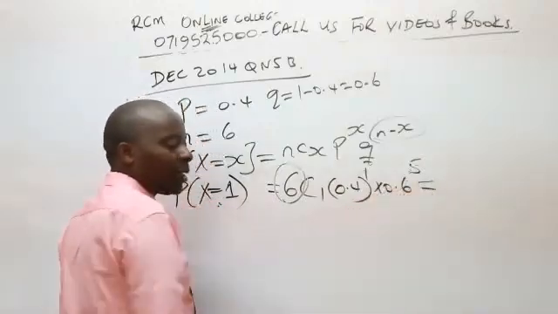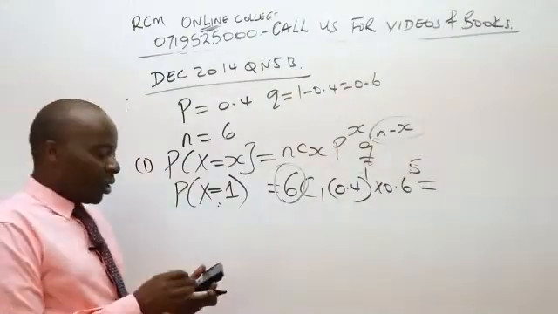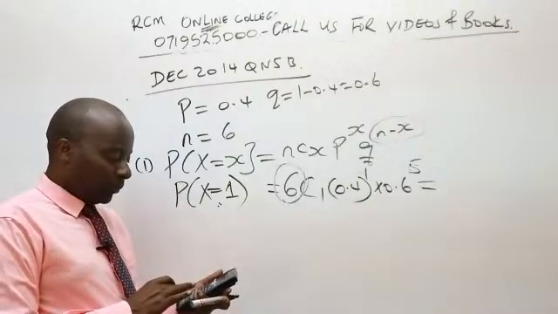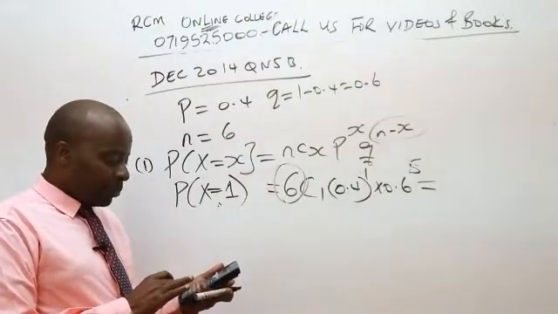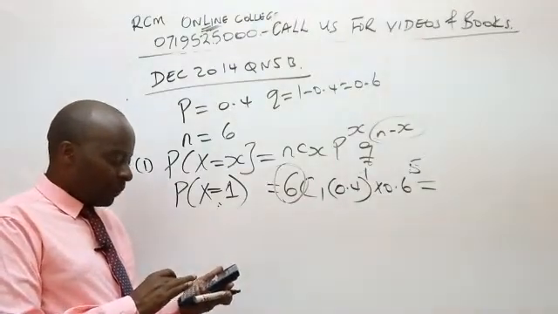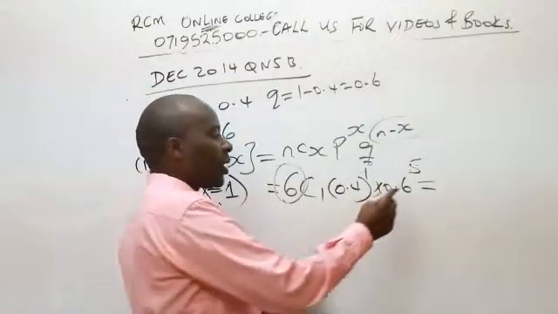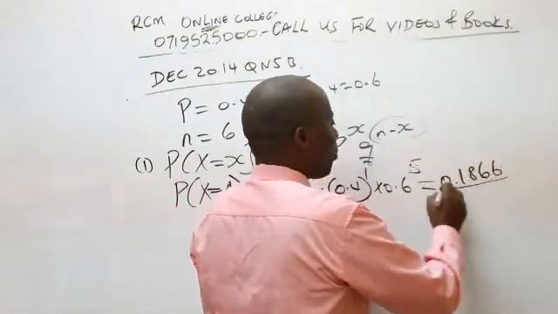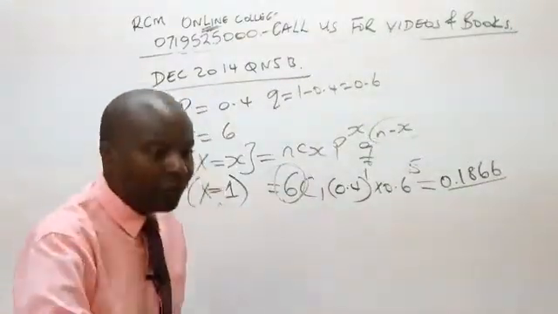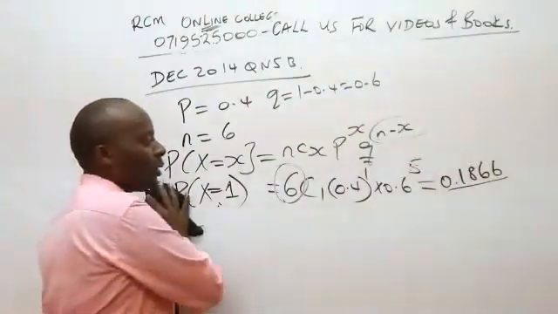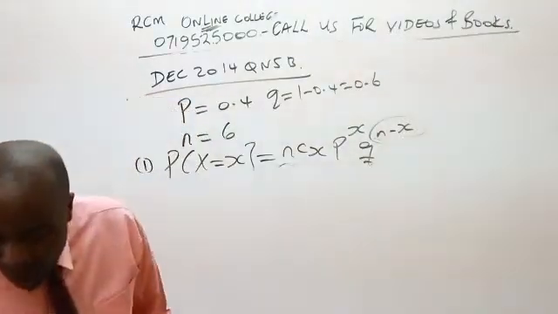So please get out your calculator to evaluate this probability that the examiner wants us to get. So this will be 6 combinations 1 times 0.4 raised to 1 times 0.6 raised to 5, which gives us 0.1866. That is the end of the first requirement, which wanted the probability that exactly one household was affected. So now we go to the second.